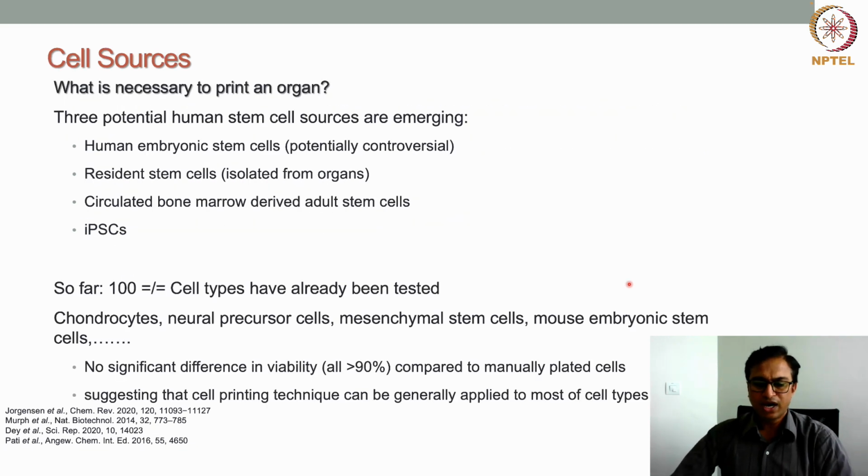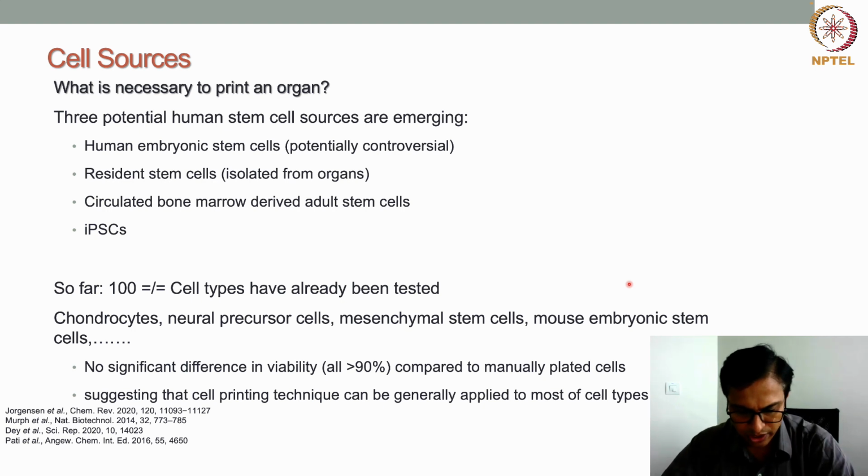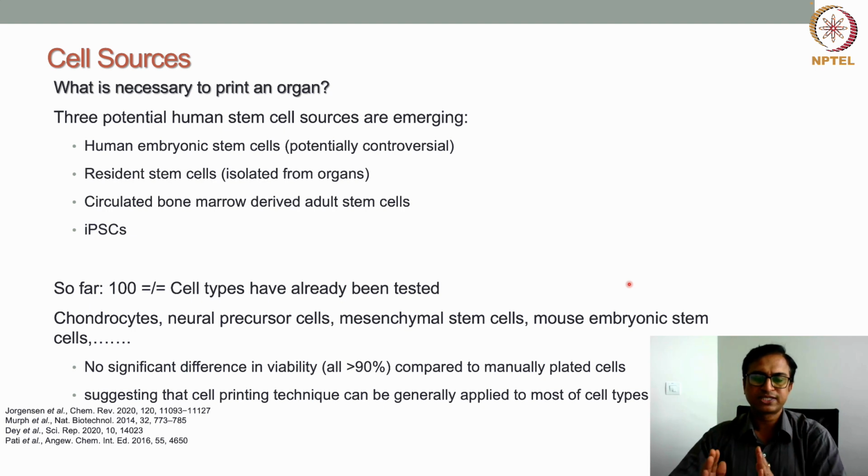Now we'll see how we can actually come up with these different organ tissues. We'll break them into different things. First, we'll see the cell sources, from where you will get the cells to accomplish this task.